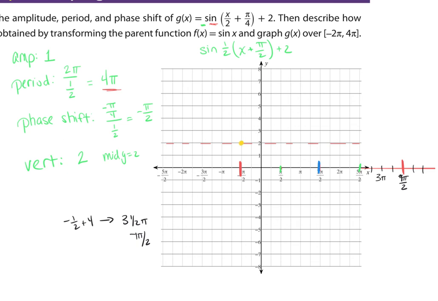Amplitude is 1. So I'm going to go for my quarter mark here. I'm going to be one away from that middle line, which is at 2. So my quarter mark is going to be here, one away. All right. Halfway mark, I should be back at my midline. 3/4 marks, I should be down to my lowest. That's one away from my midline going down. And then I'm going to end back at my midline. Okay. So it's going to look like this. Of course, it would keep going that way, and it would keep going that way.